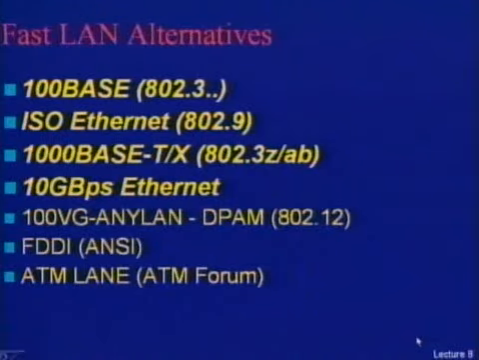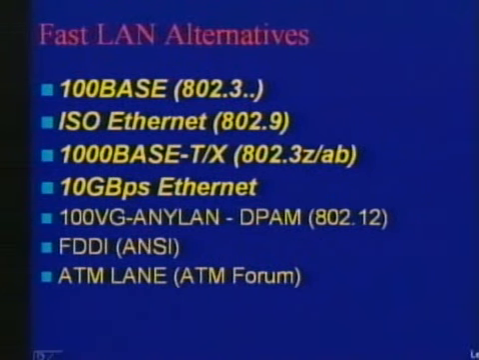So basically, for the fast LANs in general, we have a bunch of 100 base. The 100 bases are the ones which are 802.3 in a variety of versions. There are several versions of 100 megabit per second baseband Ethernet type. All of those 100 bases are under 802.3.